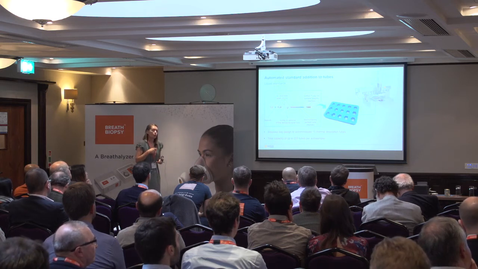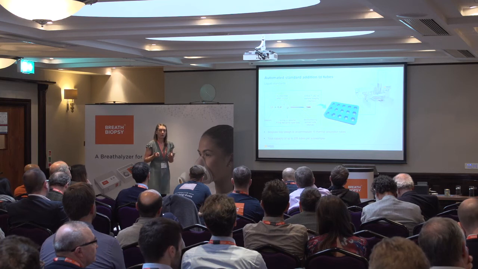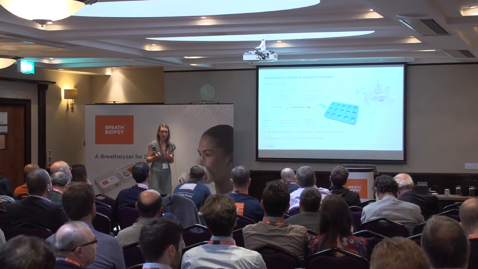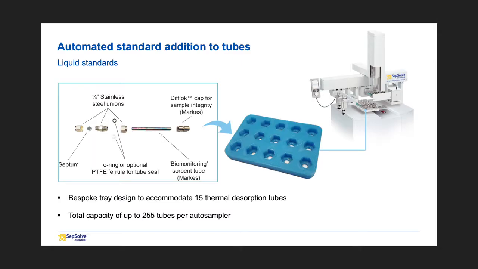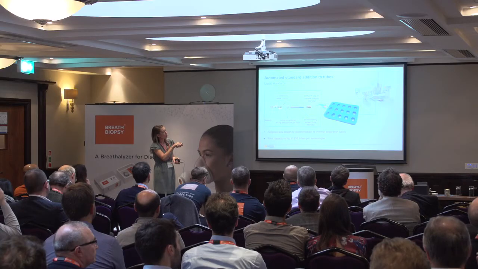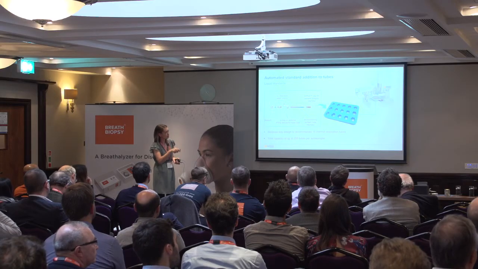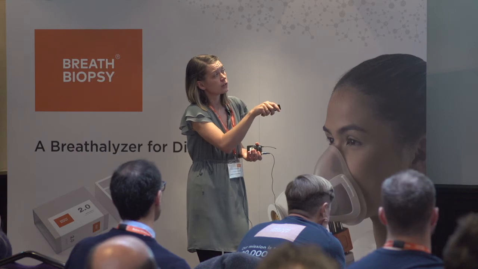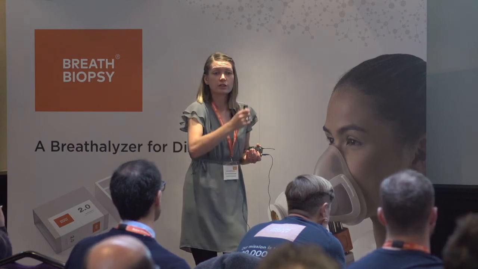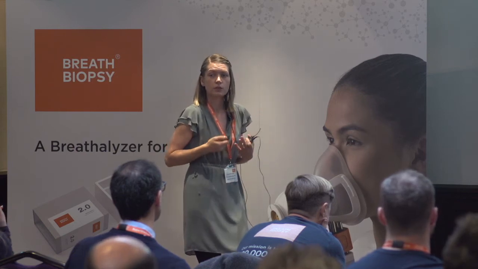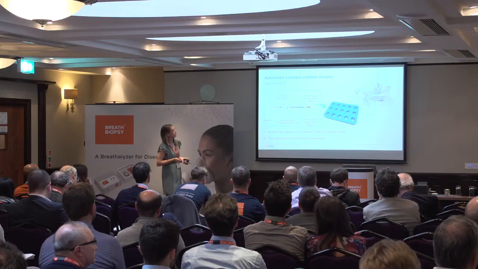We know that it's also quite difficult sometimes to get all of your standards in gas form. So one of the other things that we have developed is a way to introduce liquid standards onto the sorbent tubes. So here, we've created bespoke trays for the sample preparation robot so that they will hold the sorbent tubes, and then we can use the sample prep robot to spike the tubes automatically with liquid standard.